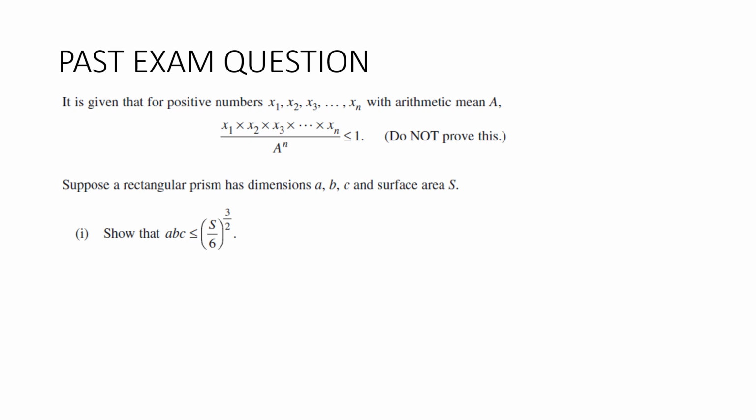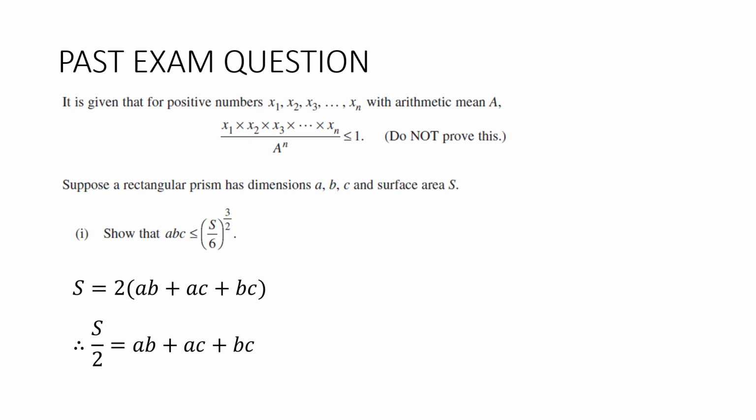Do not prove this. Now this of course is our extended AM-GM inequality, but it's written in a really weird way. Suppose a rectangular prism has dimensions a, b, c and surface area S. Show that abc is less than or equal to (S/6) all to the power of 3/2. Now it's pretty hard to see how this is going to come from this. But we do know a formula for the surface area of a rectangular prism. So let's start there. S is equal to 2 lots of (ab + ac + bc).